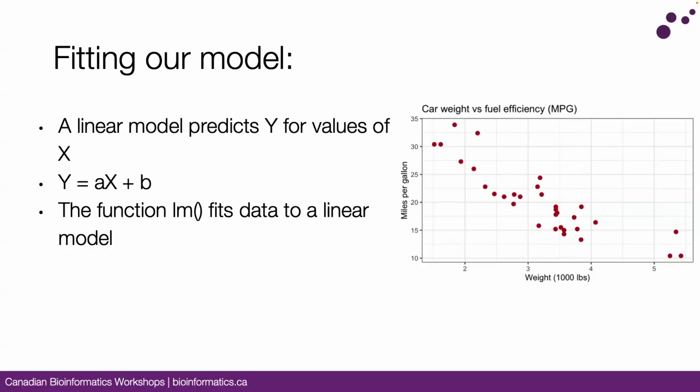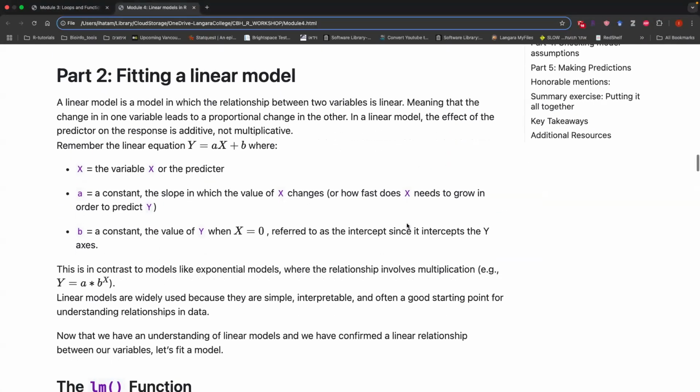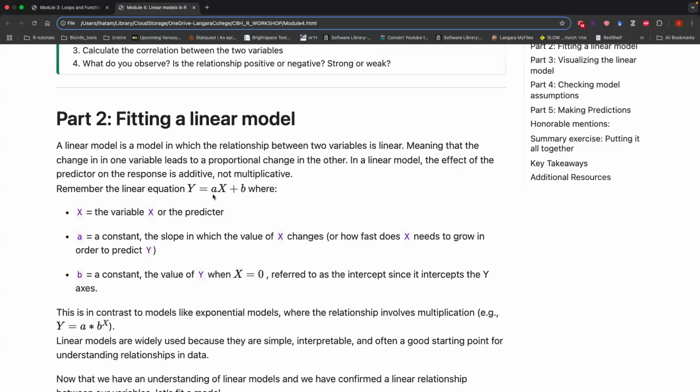So now let's look at how we use lm to do it. Again, remember, here is our model: y equals ax plus b. If we know A and we know B, then we can get y for every value of x. So if we're looking at this, x is the variable x, or oftentimes it will be referred to as the predictor of y.